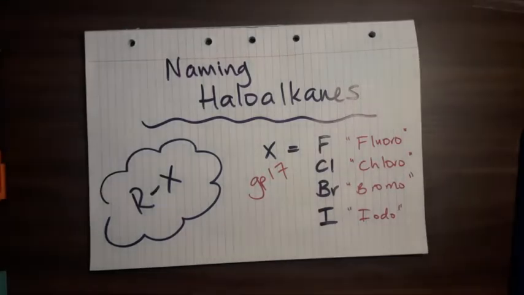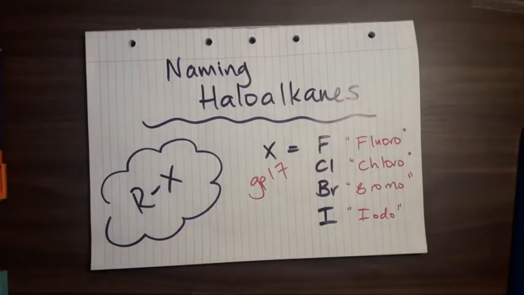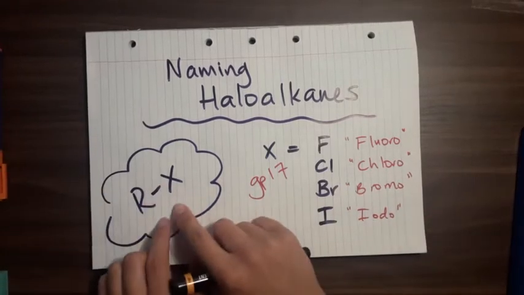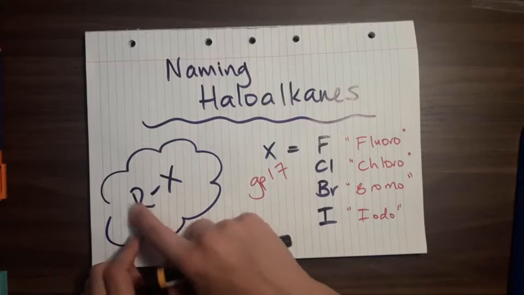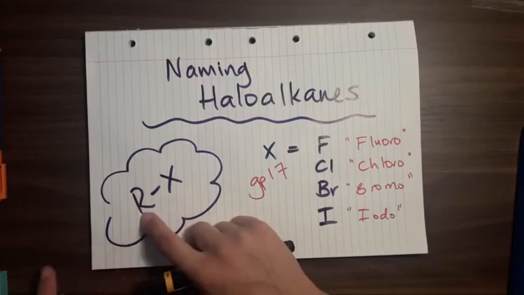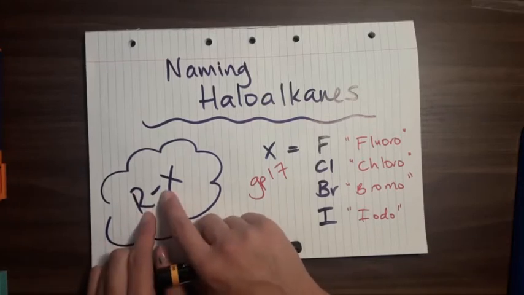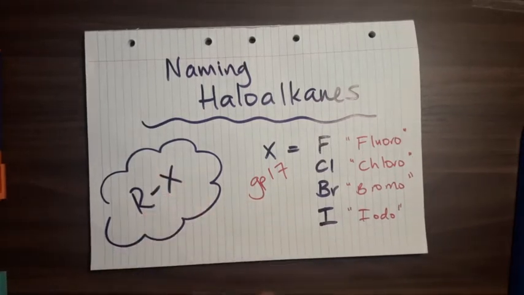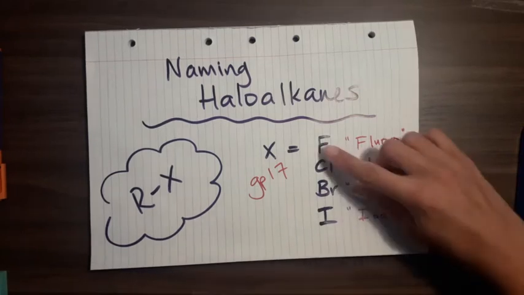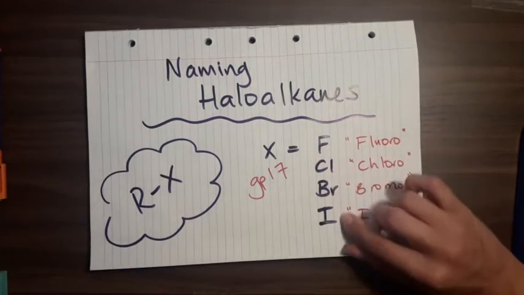Hey, so welcome, and what we're going to do today is name some haloalkanes. You may see something like this. This symbolizes a haloalkane, being the carbon chain of any length, and attached to a carbon you have any sort of atom X. X being a halogen, or any atom from group 17. That's like these atoms here.